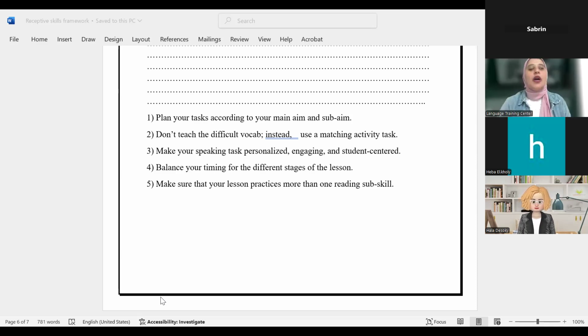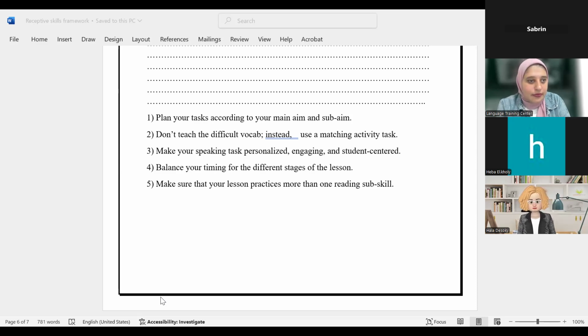Okay, so now, my friends, do you have any question related to these 5 points? Or 5 tips? For number 2, Dr. Khulud. Yes, this is about pre-teaching vocab. Don't teach the words, instead give a task. Ask them to match the words with the definitions.